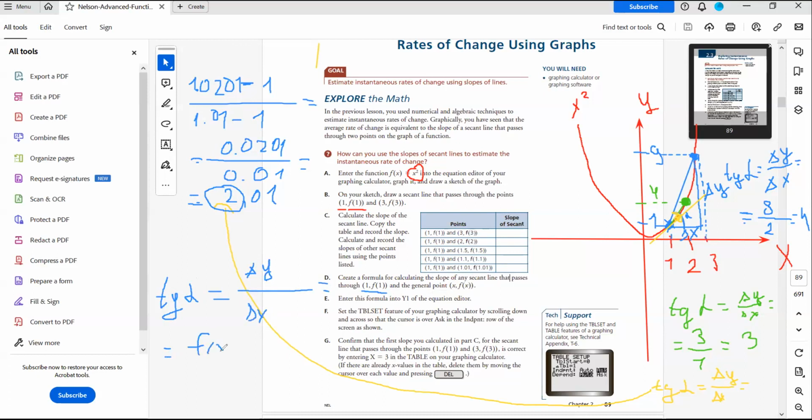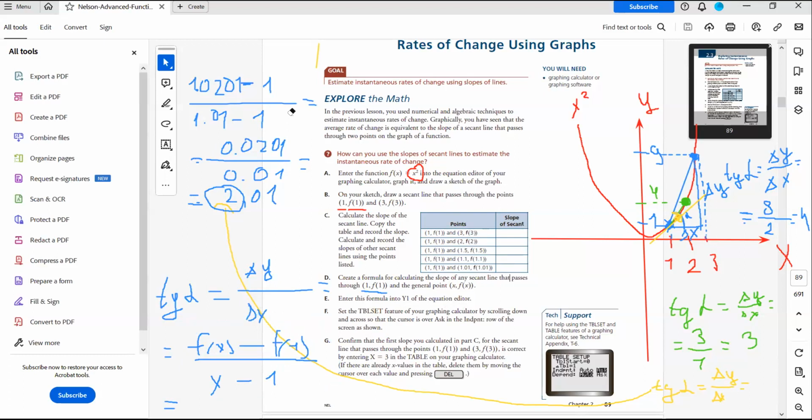f of x minus f of 1, finishing point minus starting point in the y coordinate, and in x, finishing point, which is x minus 1, because 1 is the starting point for the x coordinate. So this is our general formula, basically, to calculate the slope of any secant line that passes through the function at x equals 1 and a general point x where the function equals f of x. Now you can substitute the actual function here to finish this up.